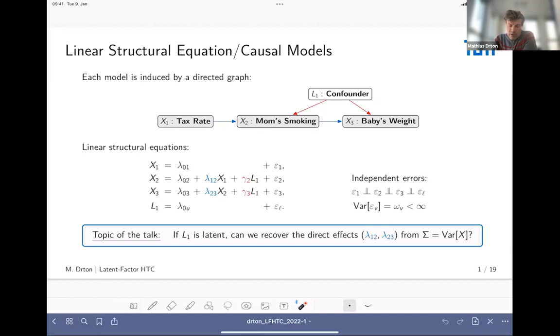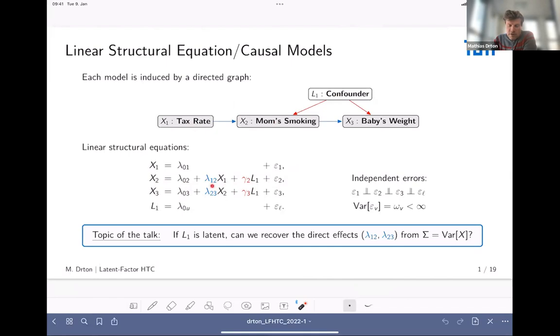And quantitatively, this picture is turned into a model via linear structural equations here. For each variable, we're going to write an equation. So I'm just going to look at one. Let's say X2. X2 is written to be a linear function of parent variables and noise. The parent variables are the ones where there's edges coming from. So the tax rate variable and the confounder. And so X2 is a linear function of X1 and L1 here.